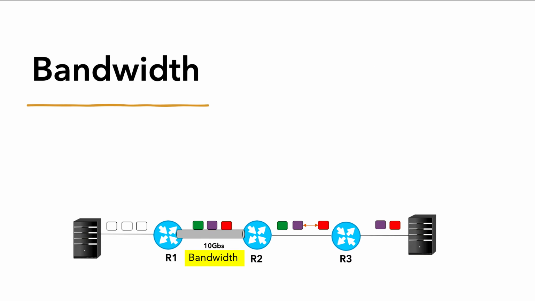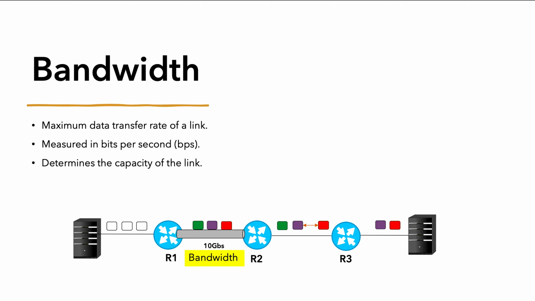Bandwidth. Bandwidth refers to the maximum data transfer of a link. It is typically measured in bits per second, like Mbps, Gbps. It determines the capacity, or how much data can be transmitted over the link per second.